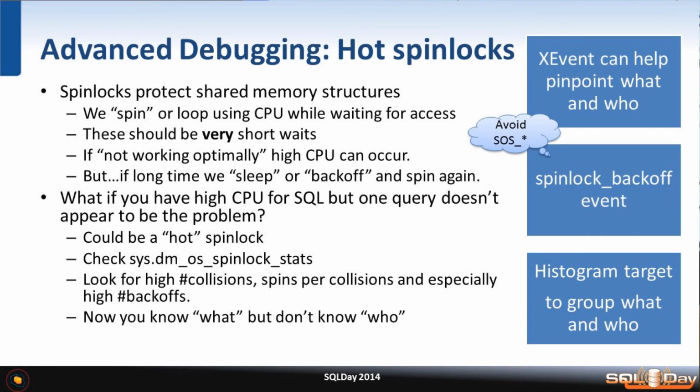Now, I would say in general that you can go to any high-powered SQL Server and you're going to find spins. You're going to find collisions and spins per collision. The key is, are you seeing a lot of backoffs? And is it a really high number? If you see something of that nature and you're having a high CPU problem, you could have an issue. And the key thing about spinlocks is that generally you have no control over this. There's no spinlock hint for your query, right? This is something internal to the engine. And so we have to try to figure out what could be the problem.